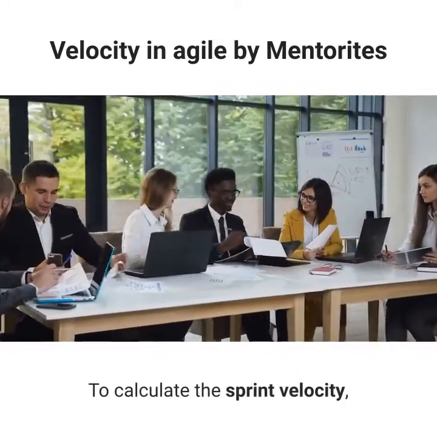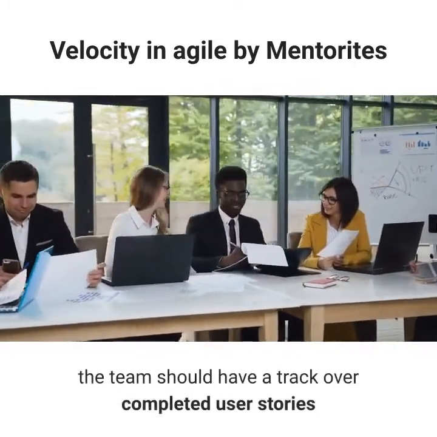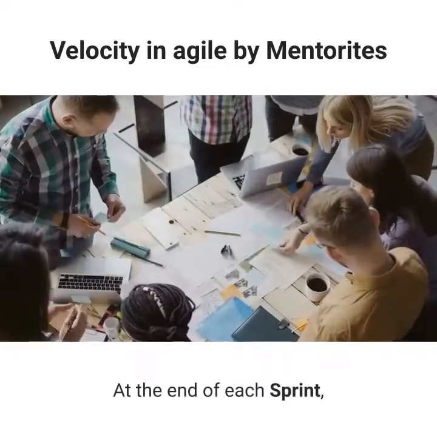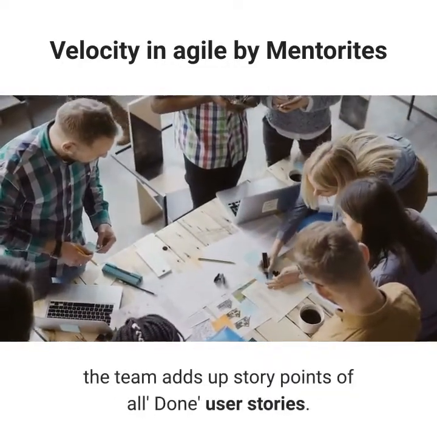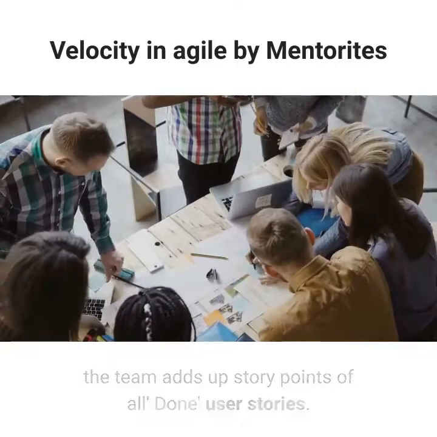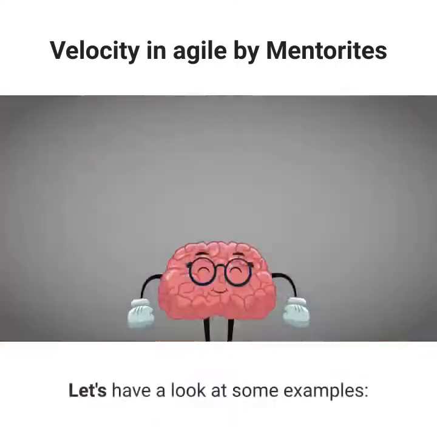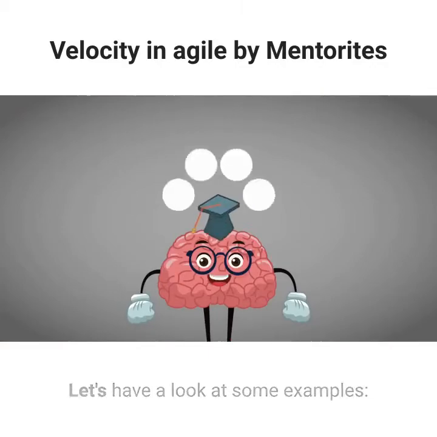To calculate the sprint velocity, the team should keep track of completed user stories and their story points. At the end of each sprint, the team adds up story points of all done user stories. And this total is called sprint velocity in Agile. Let's have a look at some examples.